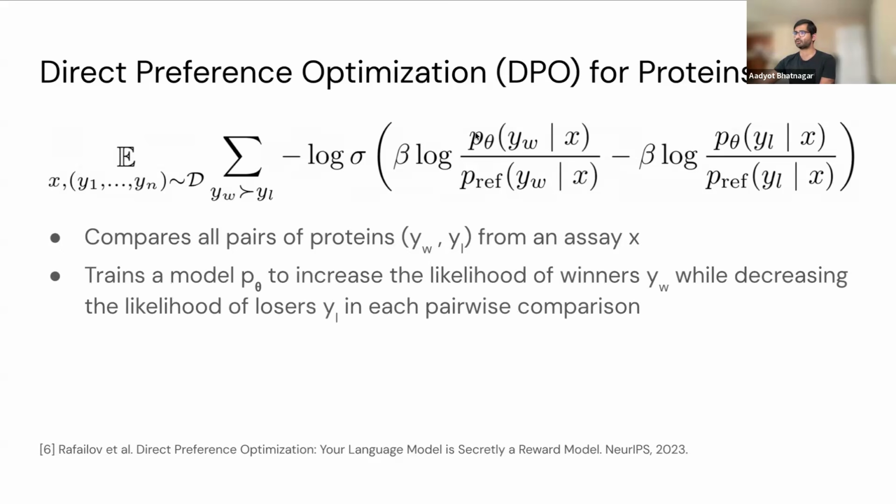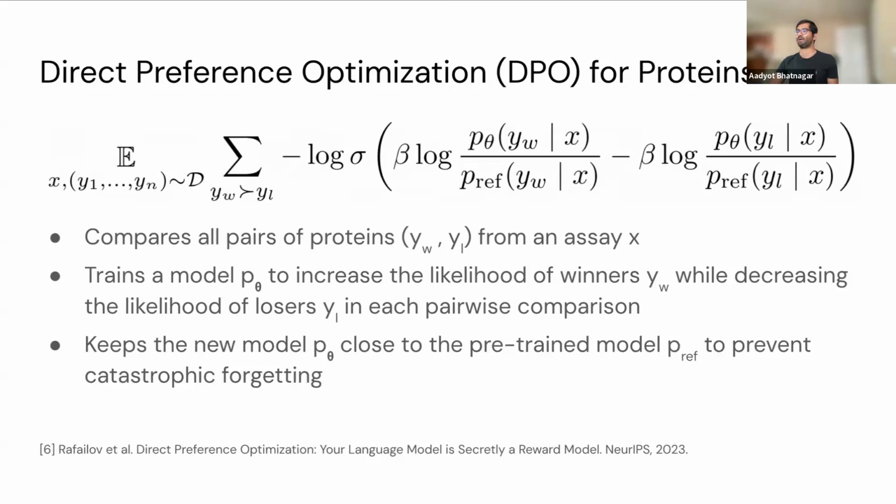And what you do is you train this model P theta to increase the likelihood of your winners while decreasing the likelihood of your losers. So that's why you see this log P theta of YW minus log P theta of YL in this equation. And you do this for every pair in your data set.